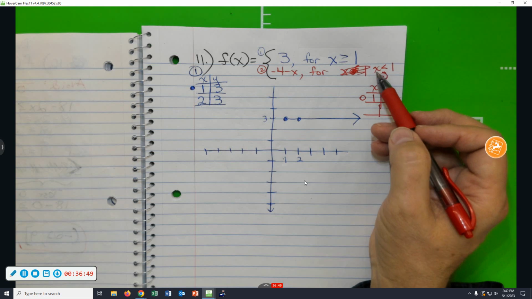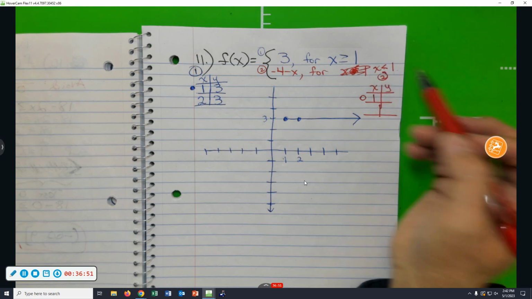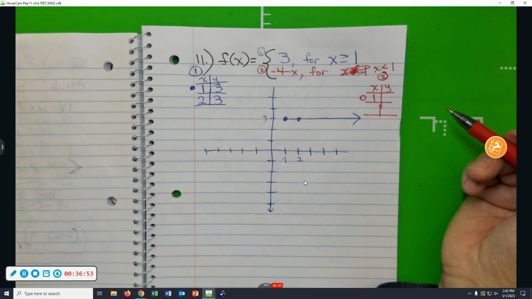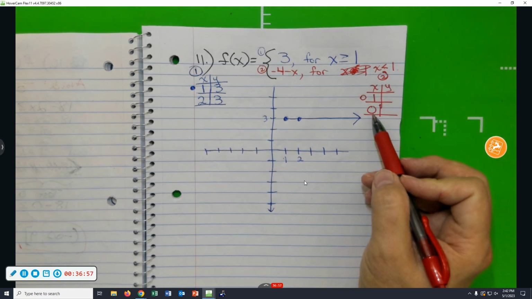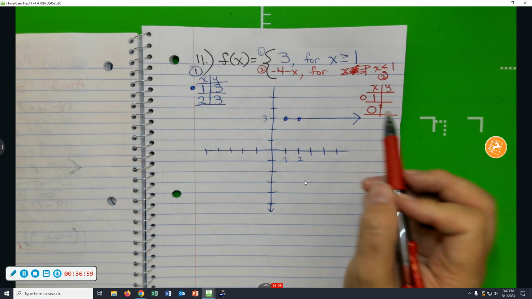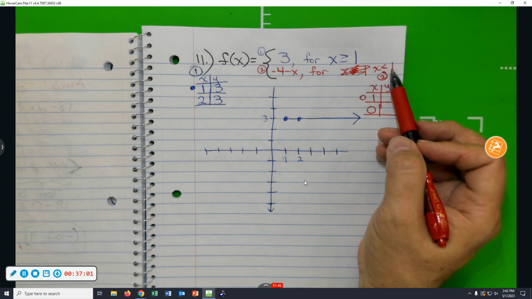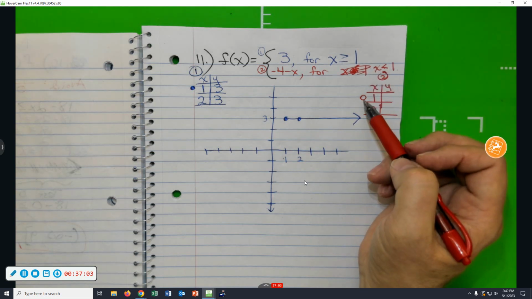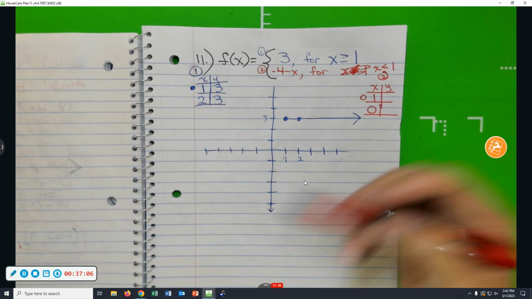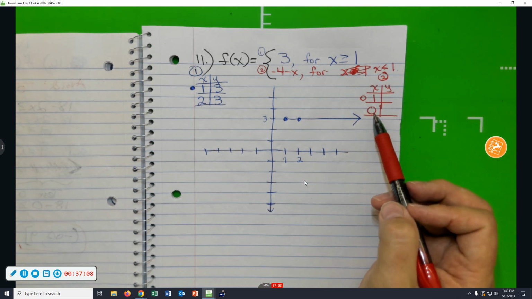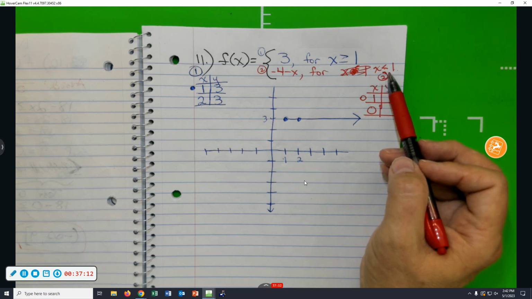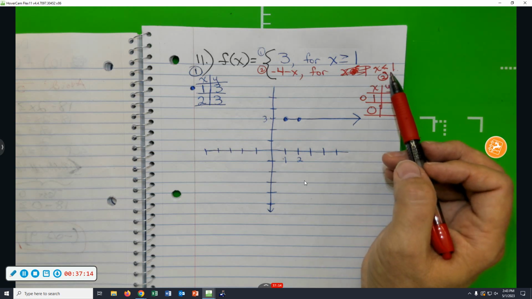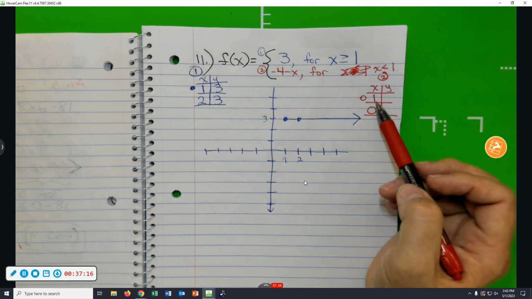I need another x value, one that's actually less than 1. What do you think I'm going to use? 0? Of course, I'm going to use 0. Is this going to be an open circle also? No, because 0 is less than 1. You can't have these open circles just floating all over the graph. Any number that you choose on your own has to satisfy the inequality, which means it has to be a regular closed dot.